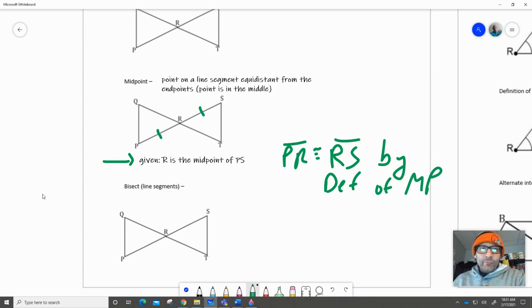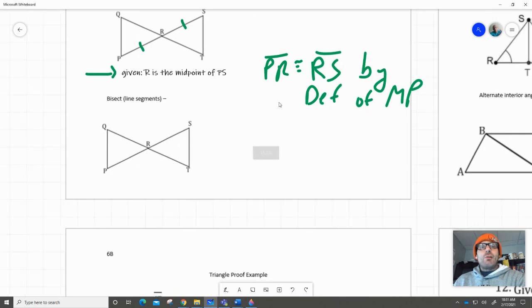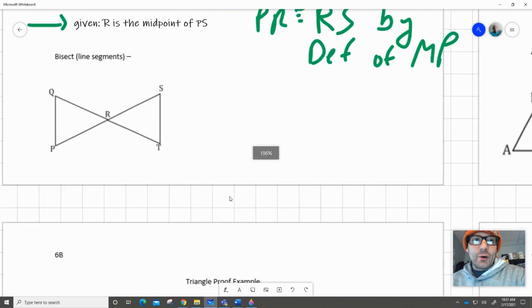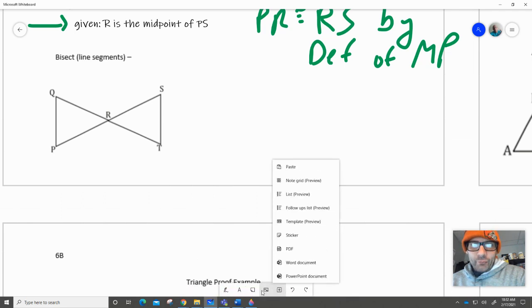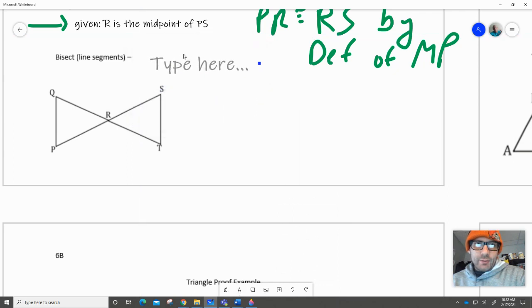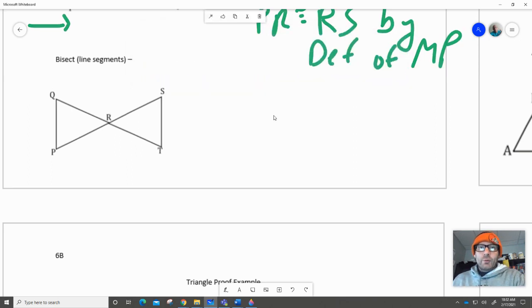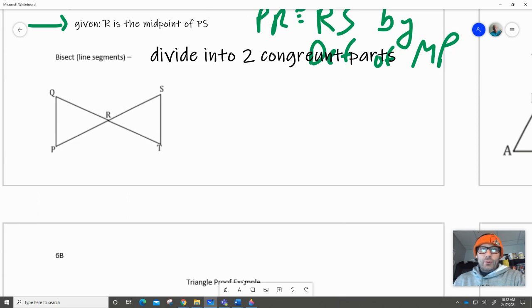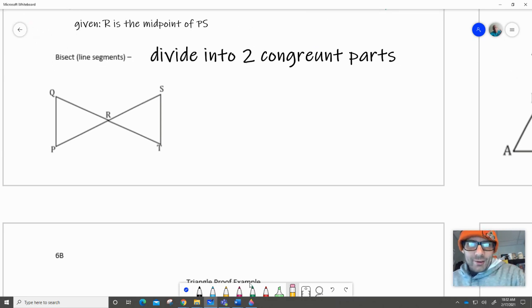Moving on. Bisect are in line segments, very similar to midpoint here. All right, so we all know that bisect just means to cut in half, or divide into two, to divide into two congruent parts. This is really just to cut in half. That's a straight definition. So a point can bisect something, or a line segment can bisect.